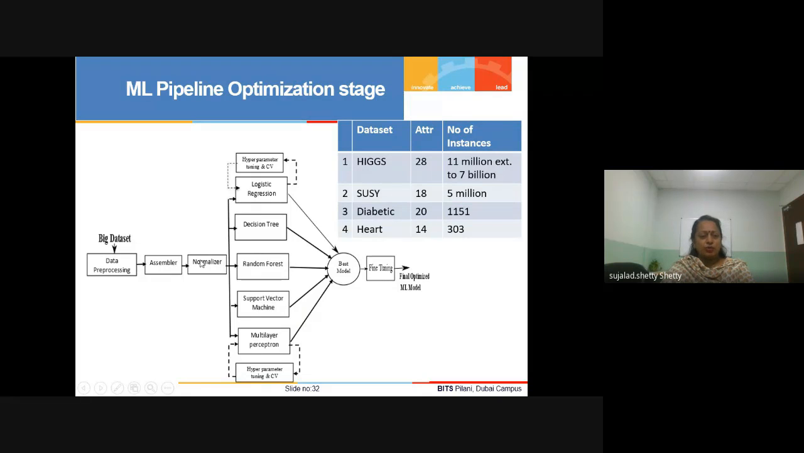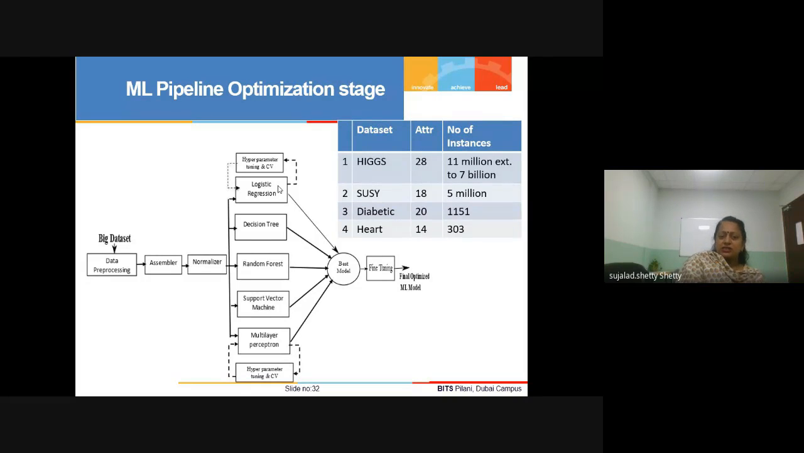Here you have a big data set available. We worked with 4 data sets. You can see the Higgs data set, which had about 28 attributes and about 7 billion records, and the Susy data set, which had about 18 attributes and 5 million records, plus diabetic and heart. These were the different types of data sets we worked with. You feed in the data set here, and we were using an ensemble of different data models.